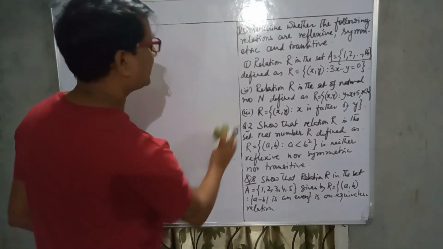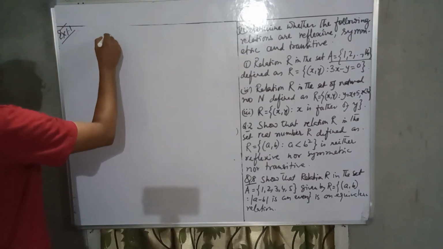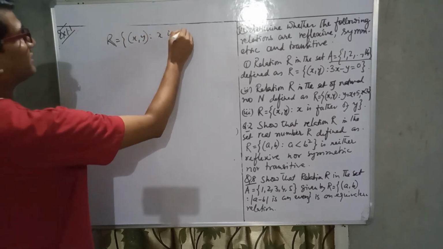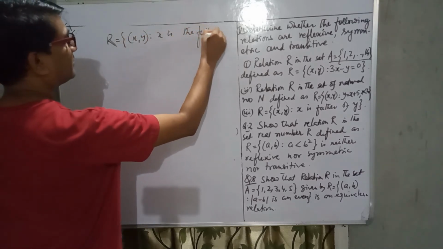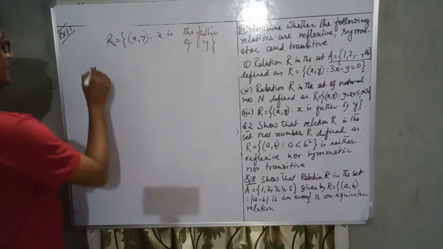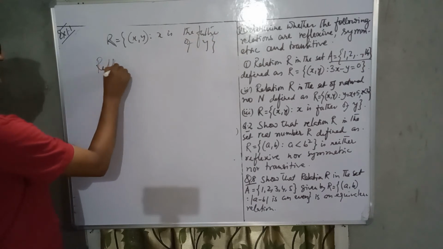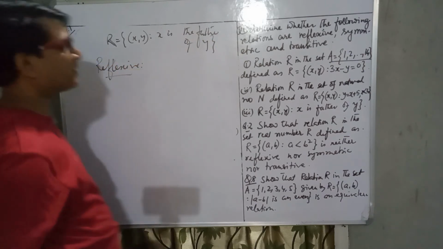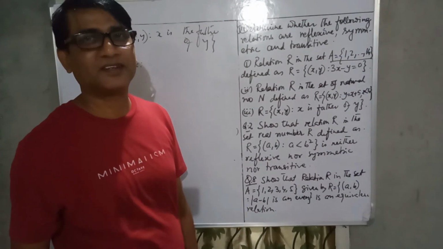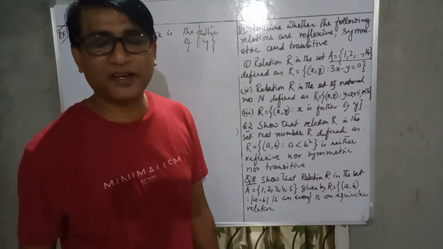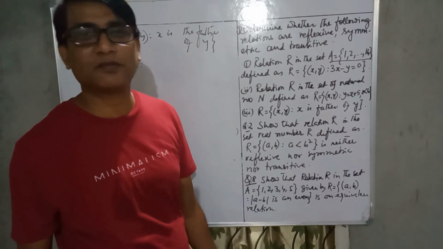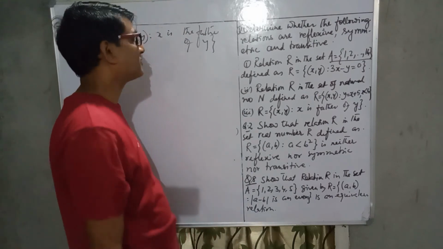Next question. This is an interesting question. R is equal to the set of x comma y such that x is the father of y. Is it reflexive? Reflexive means x is the father of x, then x comma x belongs to R. Will you get x is the father of x? No, never. So x comma x does not belong to R. So it is not reflexive.